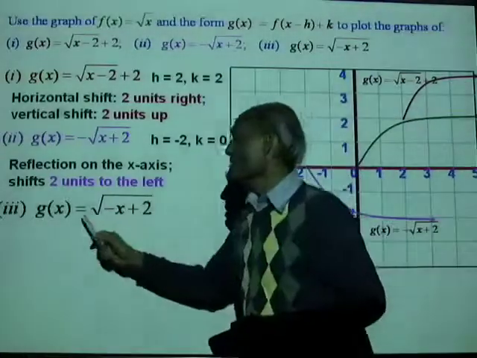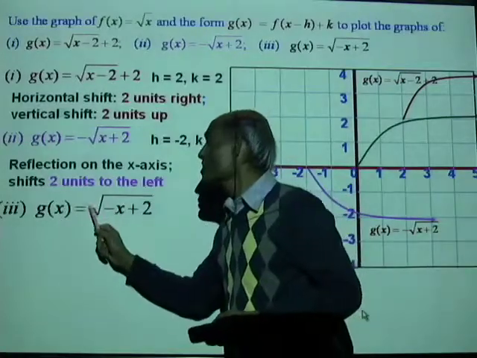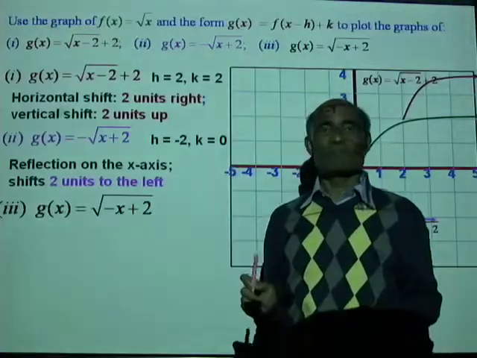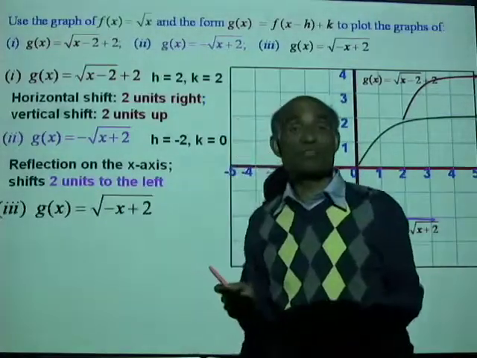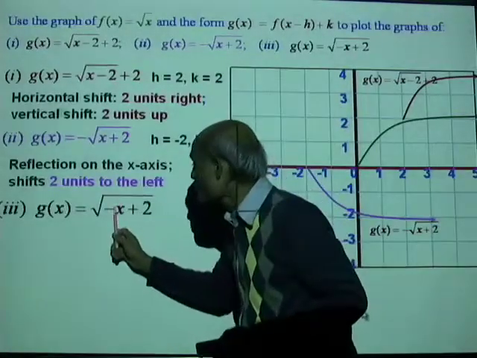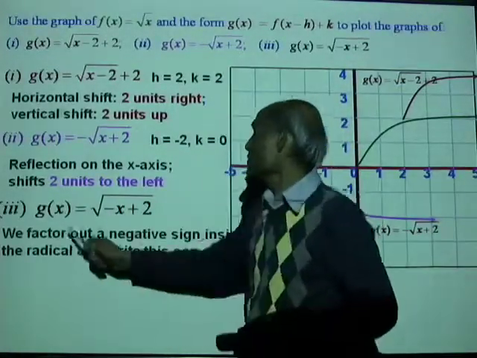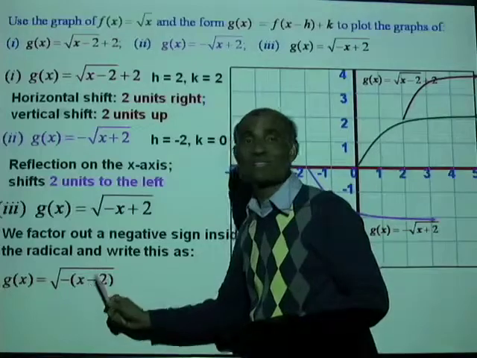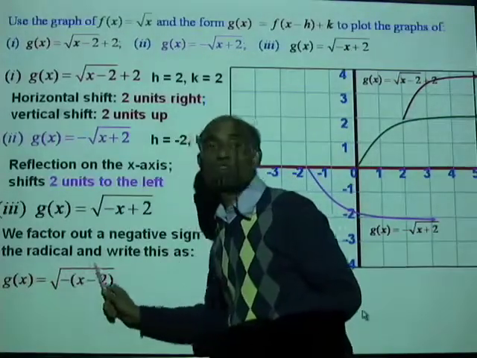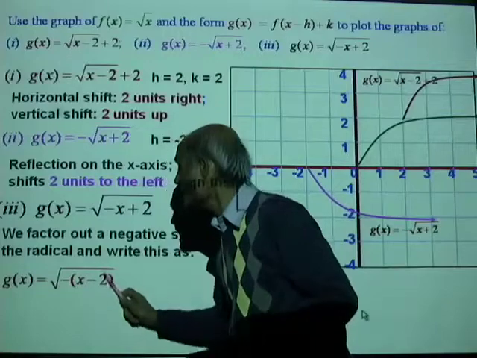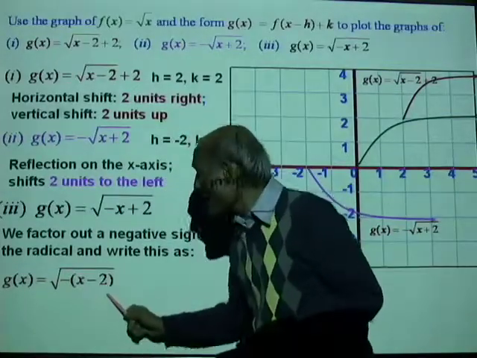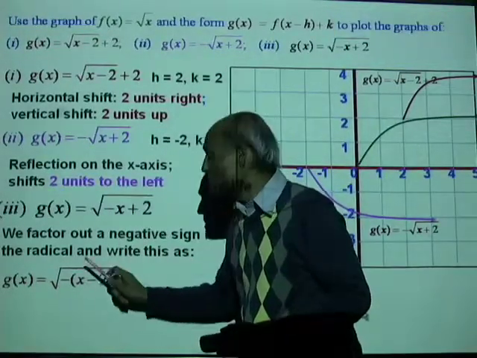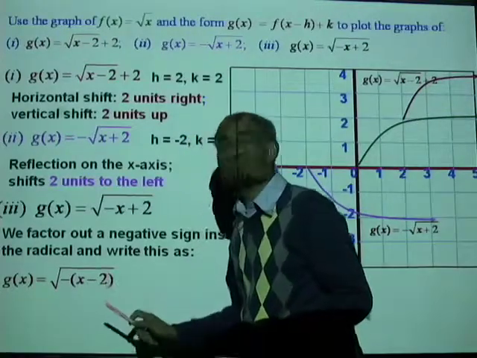How about the next one? Oh, this is very good. g of x is square root of negative x plus 2. Now, this you need to actually write in the standard form, by factoring out a negative inside the square root, and look at the way I write it. This is the same as g of x is square root of negative x minus 2. We can only handle this form, not the other form. So negative x plus 2 needs to be written as negative x minus 2.